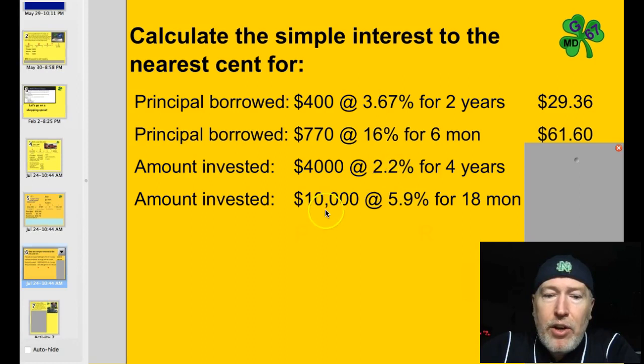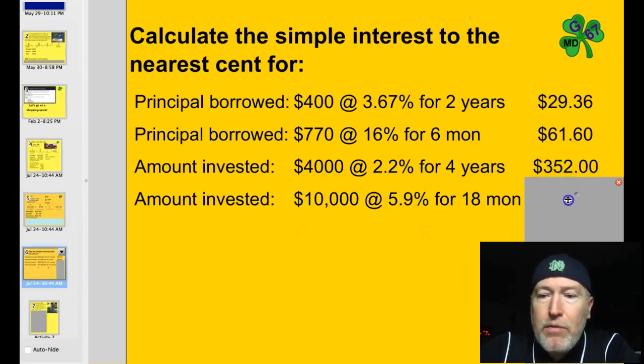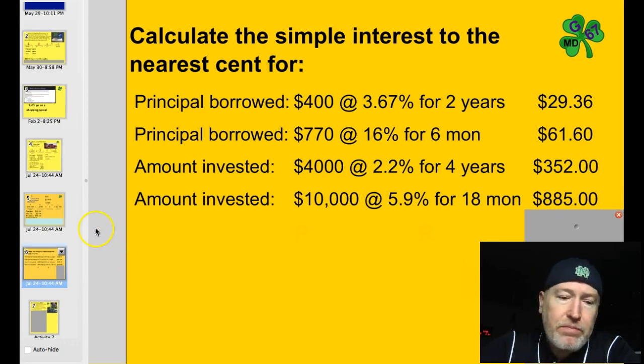All right, now you're going to invest some. $4,000 at 2.2% for 4 years would give you a return of $352. That's good interest. You'd earn that much. $10,000 at 5.9% for 18 months. So this would be 1.5 years, 18 months. Gives you a total of $885. All right.